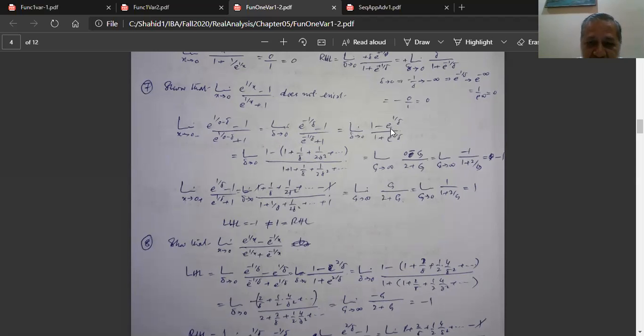The expansion of e power x. I hope you people are aware of that expansion. What's that expansion? E power x is equal to 1 plus x plus x square upon 2 factorial plus x cube upon 3 factorial, and so on. Now, if you use this expansion for e power 1 upon delta, then we get this thing. Similarly, in the denominator, we have written the expansion.